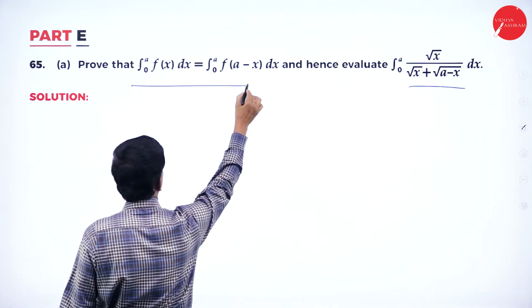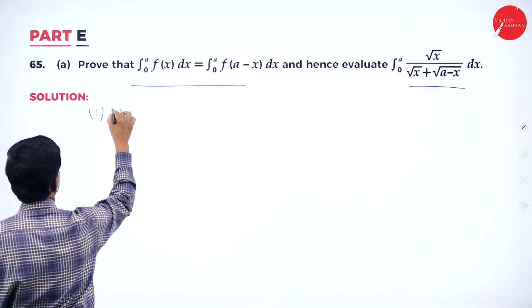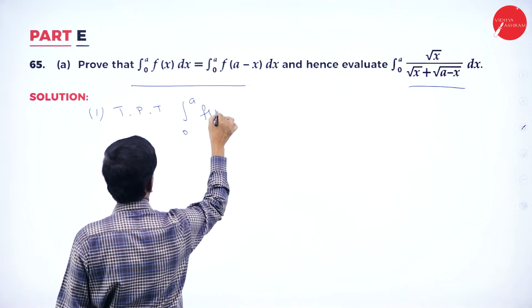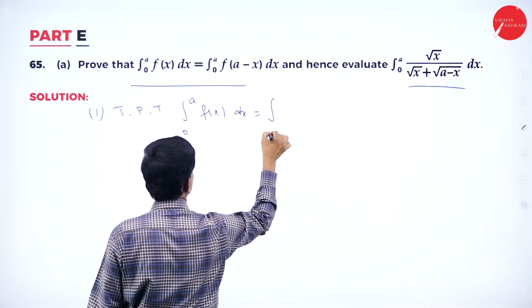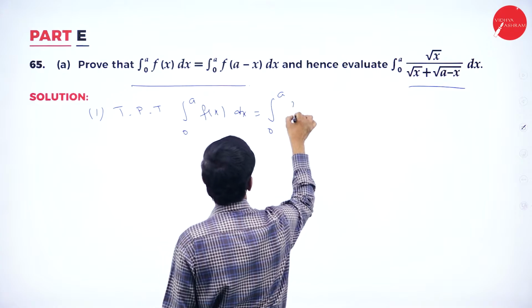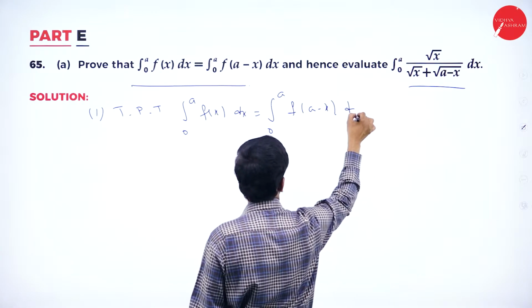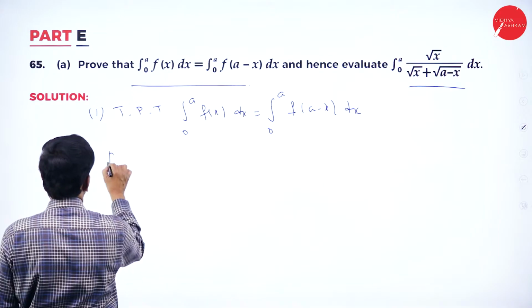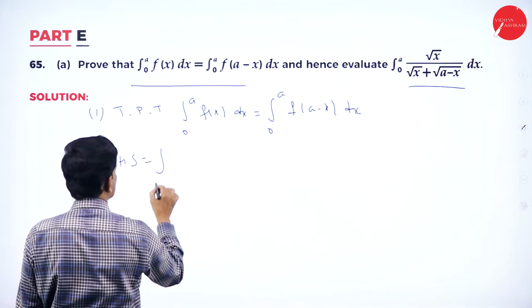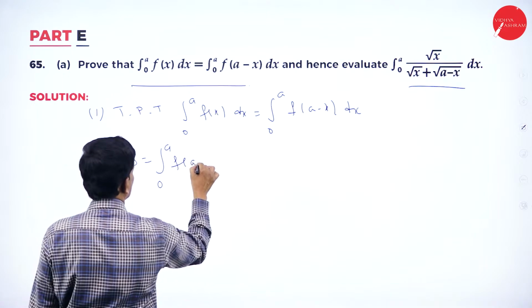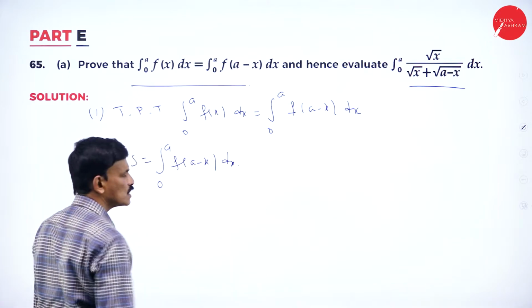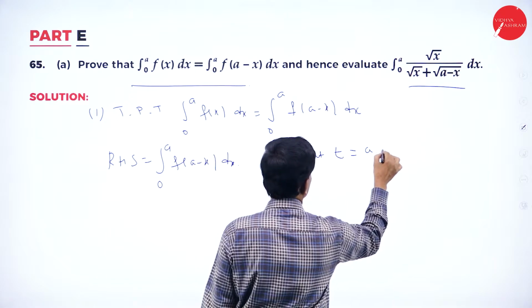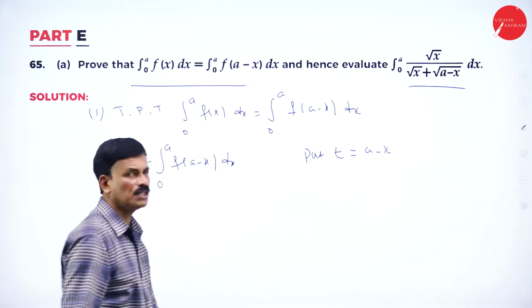Now, to prove the first part, to prove that integral 0 to a f of x dx is also equal to integral 0 to a f of a minus x into dx. Okay. Now, let us start with the RHS. Now, what is RHS? Here, integral 0 to a f of a minus x into dx. Now, let us put t is equal to a minus x.